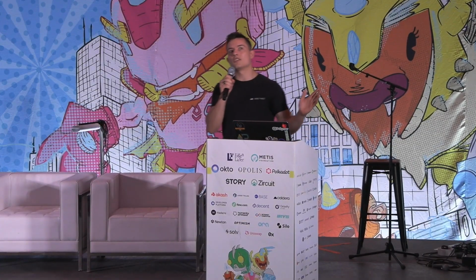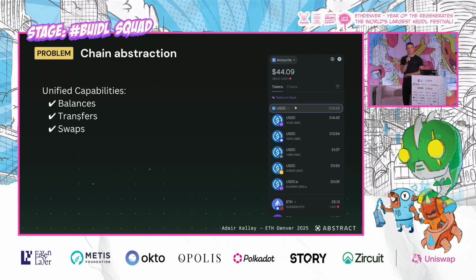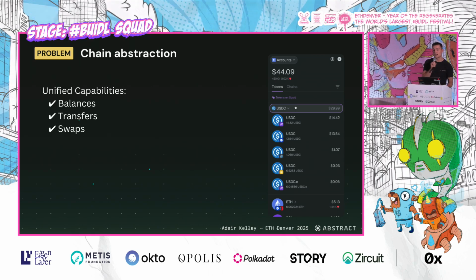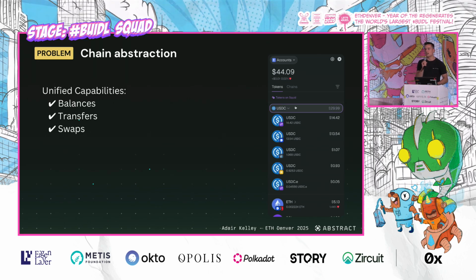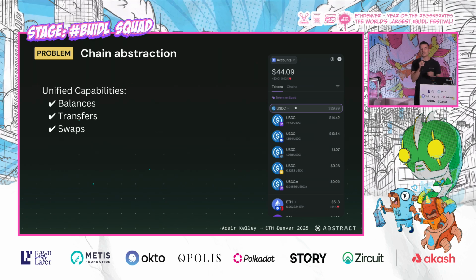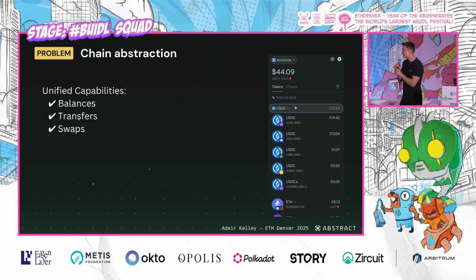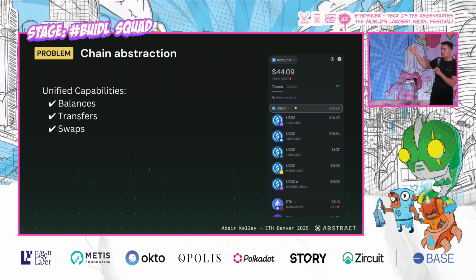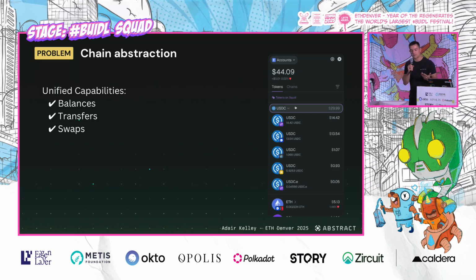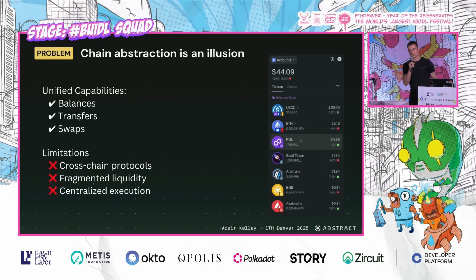So, who here knows chain abstraction? Raise your hand if you've used a chain abstraction solution in the last 2 weeks or a few months? No? Okay, well, chain abstraction unifies your balances, allows you to transfer assets across multiple different chains quite easily, and swap any asset in your wallet for another. So the GIF, this is supposed to be a GIF here, but you'll see that my balance of USDC is unified across all of the chains and hidden from me as a user. However, chain abstraction is an illusion.